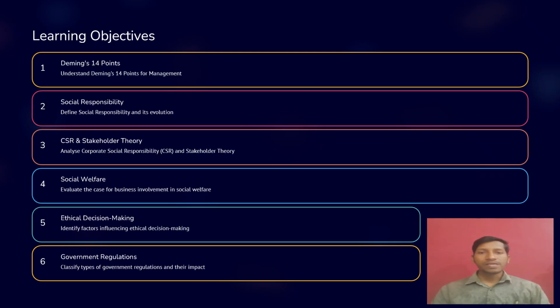Third, we will explore the stakeholder theory and how it differs from traditional stockholder views. We will also evaluate the logical arguments for why a business should be socially responsible. Lastly, we will examine the ethical pressure managers face and the different types of government regulations that shape the business environment.